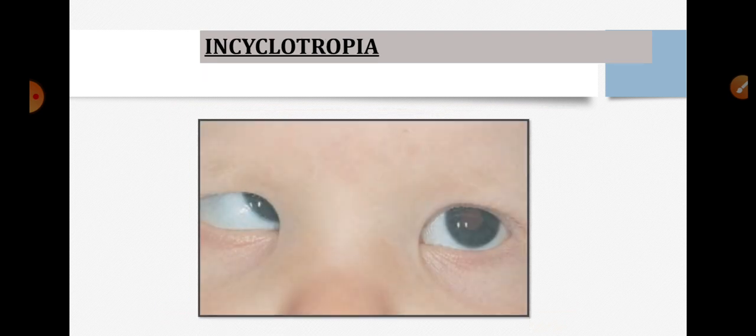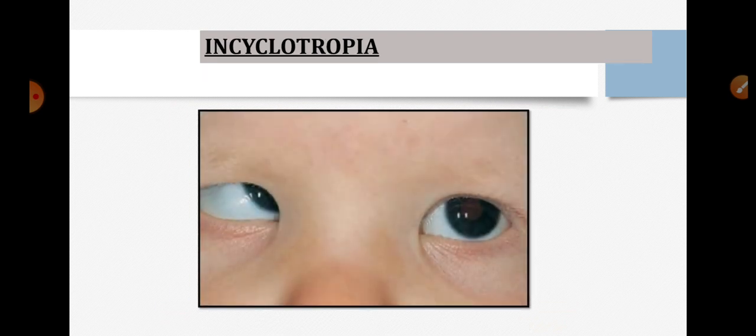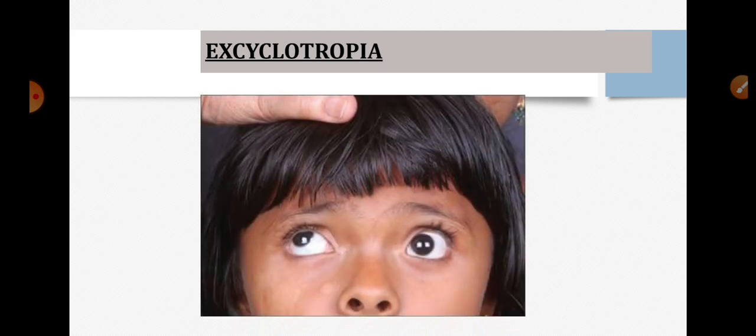Now encyclotropia. Here his right eye deviates towards inside along the anteroposterior meridian, that is encyclotropia. And excyclotropia, here look at this girl's right eye. Her right eye deviates outward along the anteroposterior axis, that is excyclotropia.